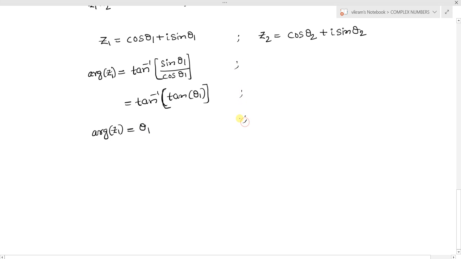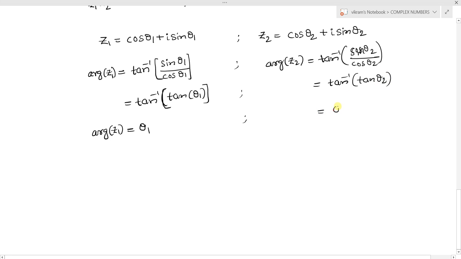Now what is the argument of z2? Simply, argument of z2 equals tan inverse of the imaginary part sin theta 2 by the real part cos theta 2, which gives tan inverse of tan theta 2, and theta 2 is the argument of the complex number z2.